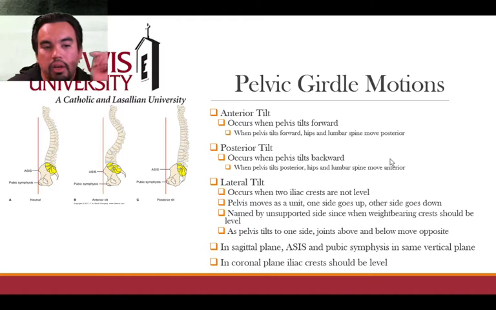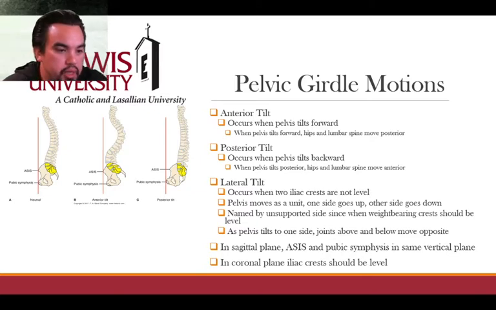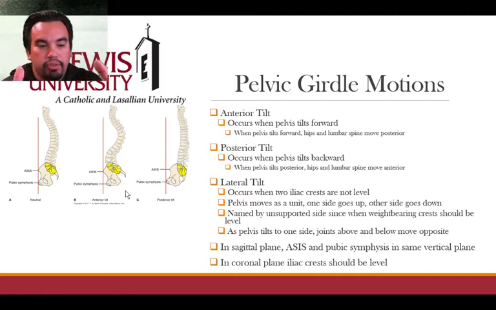So now we have what we call the pelvic girdle motions, and this is really what we see with a lot of different people, what we'll look at when we look at each other in lab. So anterior tilt. This occurs when the pelvis as a unit is tilted forward. So you can see in object B here, the ASIS is now further anterior.